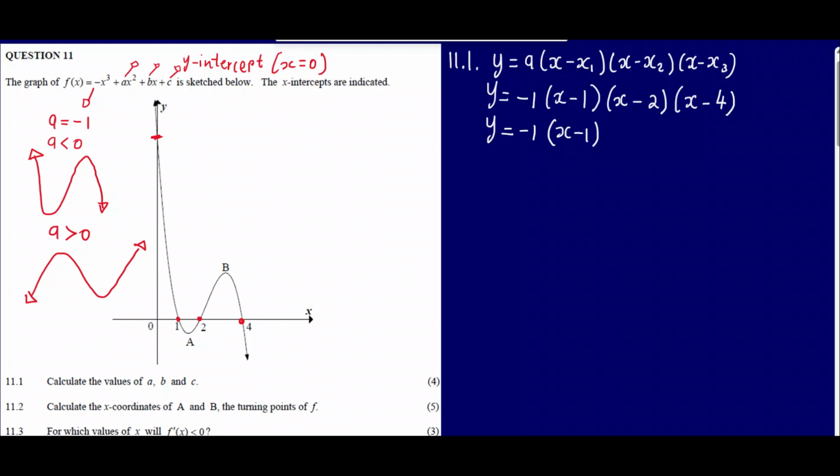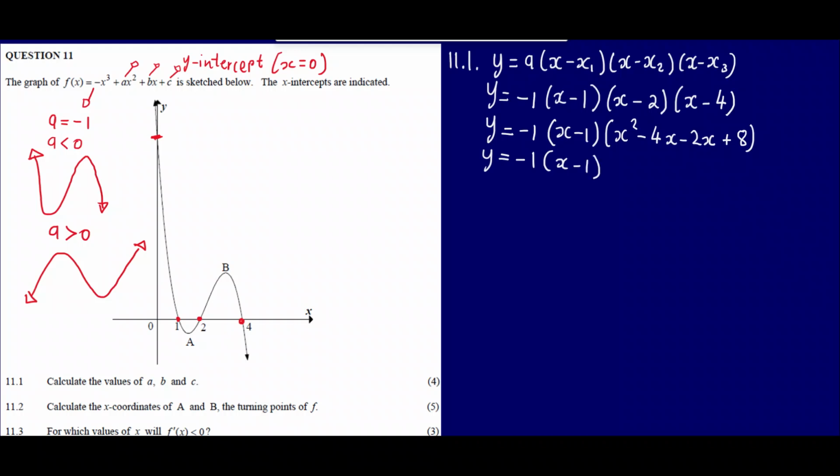So you can multiply the last two brackets here. I think you will see that we'll get x squared minus 4x minus 2x and plus 8, right? So y is equal to -1. We can first simplify the second bracket. So it's going to be x squared minus 6x plus 8.